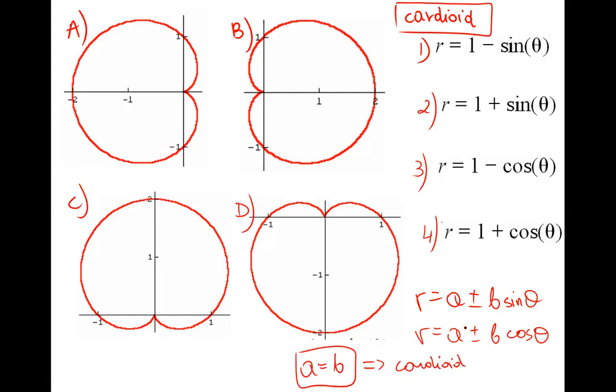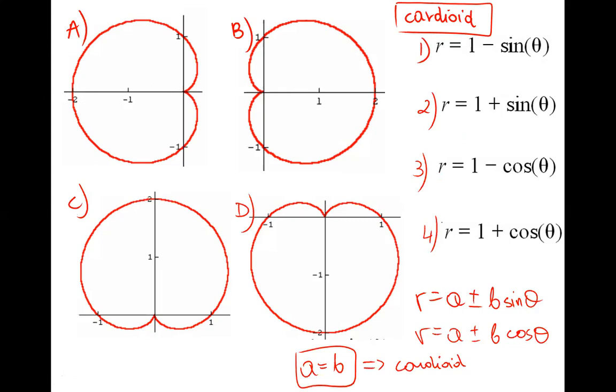Okay, that's always a cardioid. And in my case, we have 1. We can see 1, 1, 1, 1, and minus 1 sine, plus 1 sine, minus 1 cosine, plus 1 cosine. It could be 2 and 2, could be any number, but the coefficients A and B must be the same. That means, please remember, it will always be that shape.